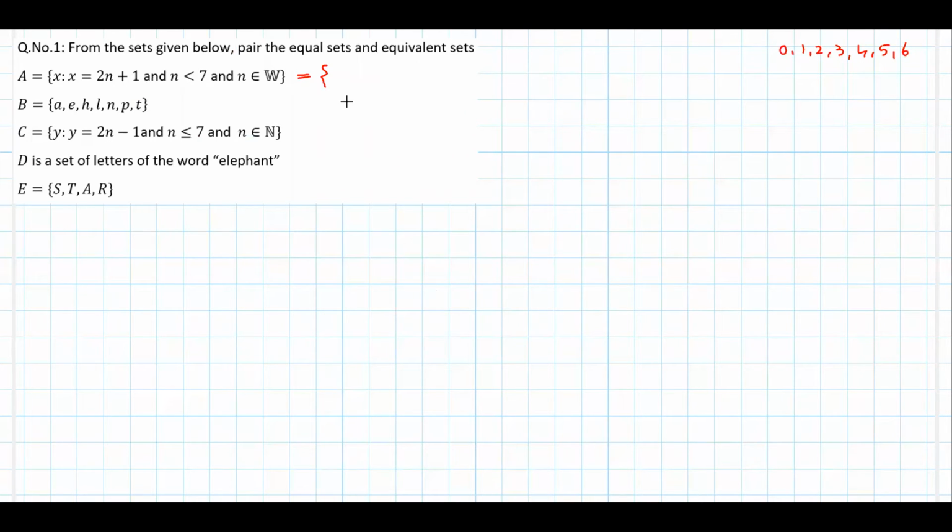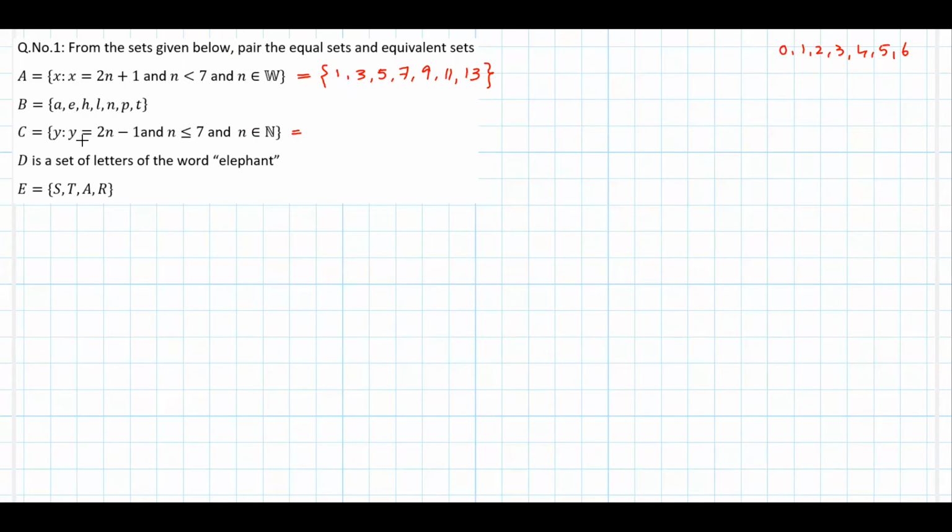When n is equal to 0, x is 1. When n is equal to 1, x is 3. When n is equal to 2, it is 5. When n is equal to 3, it is 7. And then next 9, and then 11. And at n is equal to 6, it is 13. So these are the elements. Fine. Now, set B, we already have that in tabular form. That's okay. Now, set C.